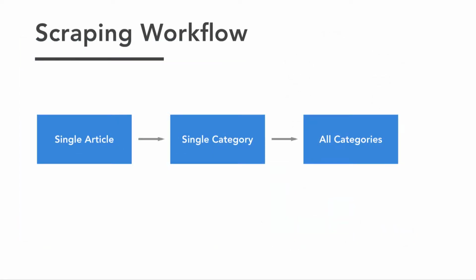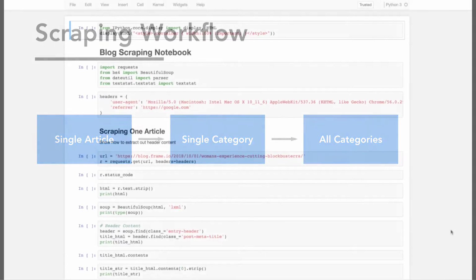Here is the workflow we'll follow with scraping. So we'll start by scraping and parsing a single article. Here we'll have to extract the text from the various HTML elements. Once we've done that, we'll move on to scraping all the articles in a category. Here we'll have to deal with pagination. Last but not least, we'll want to scrape all categories in the entire blog. So let's hop into the code.